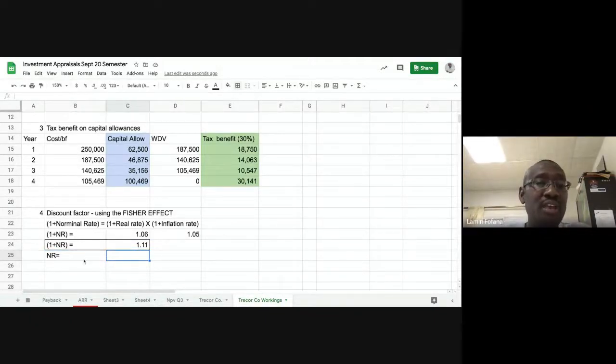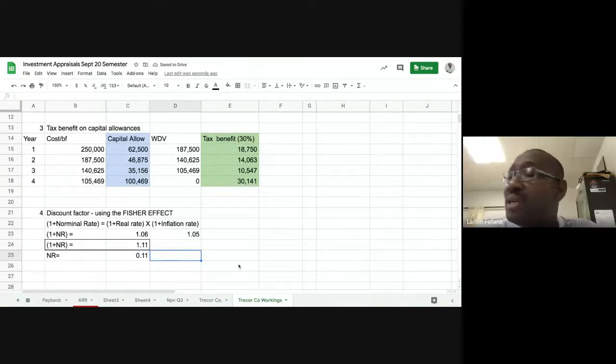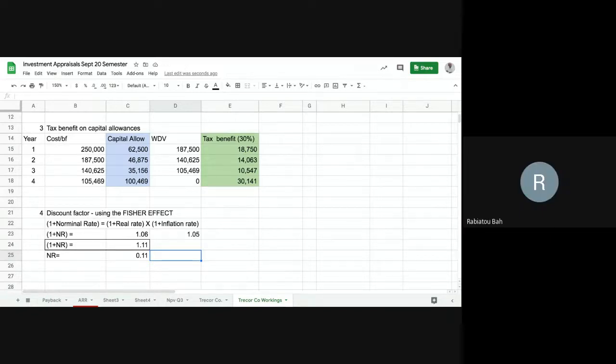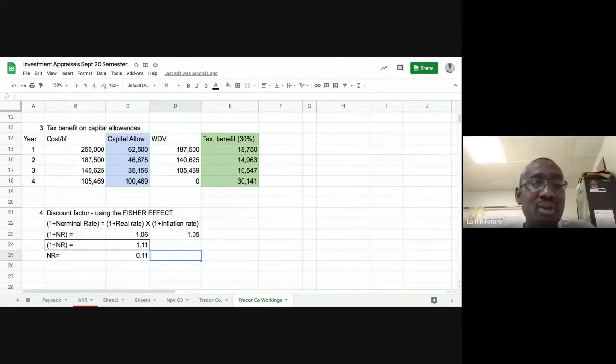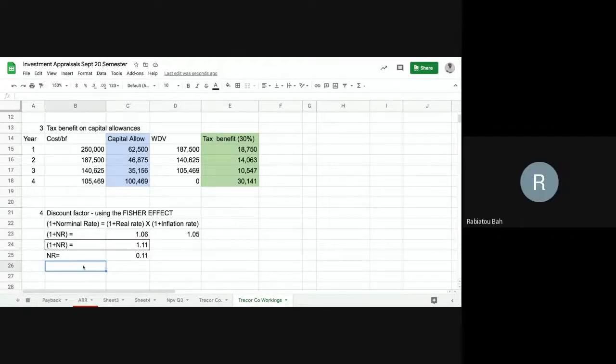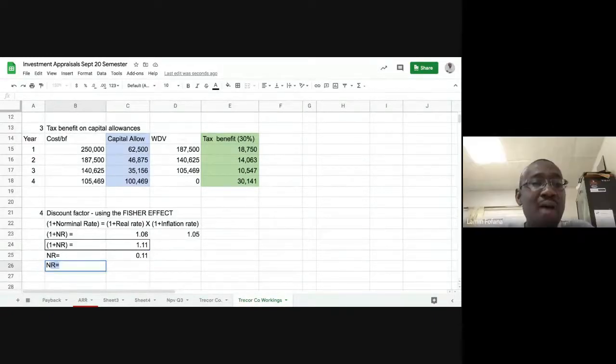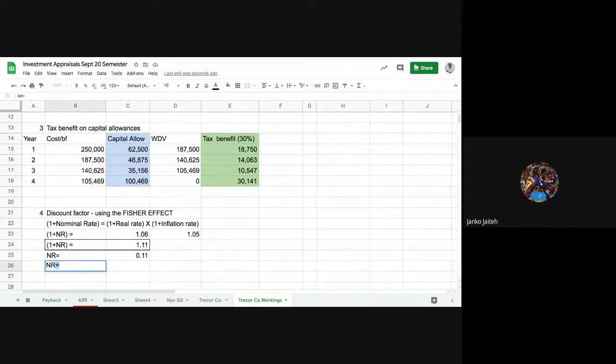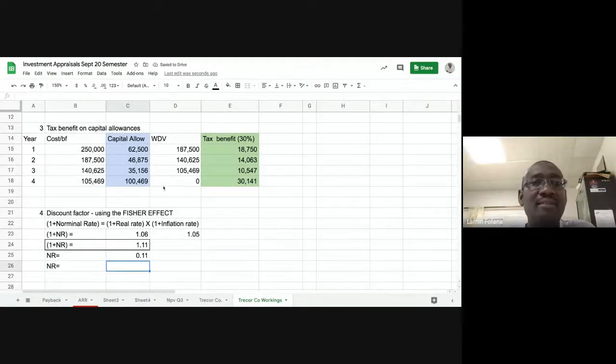So right. If the sign changes, then now the NR will be what? Equals 1.1 minus 1. So 1.1 minus 1 will give us what? 0.11. Okay, and what is 0.11 in terms of percentage? That is 11%. Exactly. 0.11 is 11%.